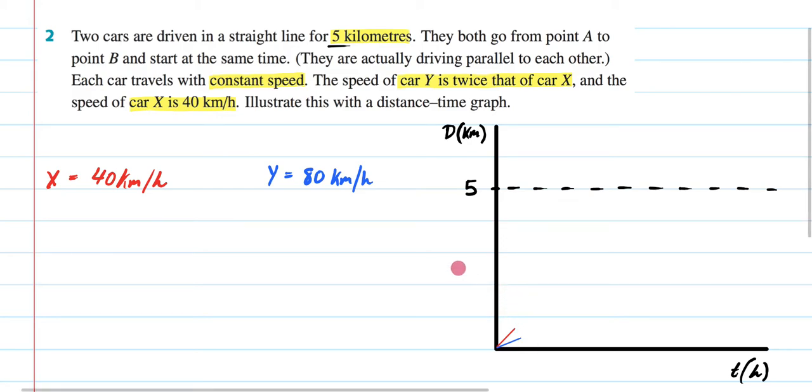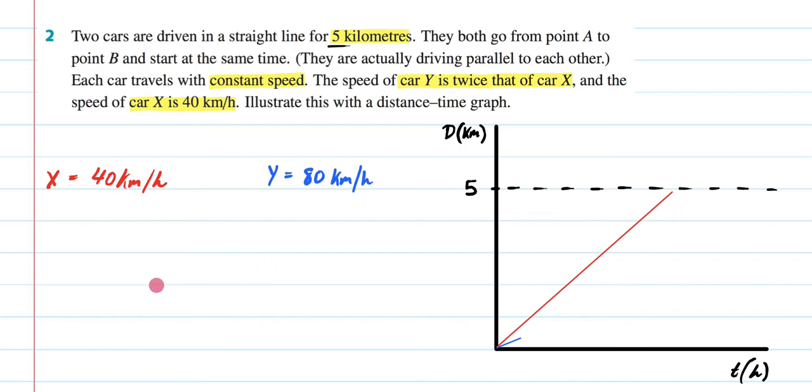Now let's come to our red line, and our red line is going to represent car X, which is traveling 40 kilometers an hour. Now, it's a constant speed, so we know it's going to be a straight line. The question is, where do we place it? Is it going to be over here, or is it going to be over here? That is really asking what the time is going to be for this car, traveling 40 kilometers an hour, to get to 5 kilometers. So how long in hours is it going to take for car X to get to 5 kilometers? It's a question of time.